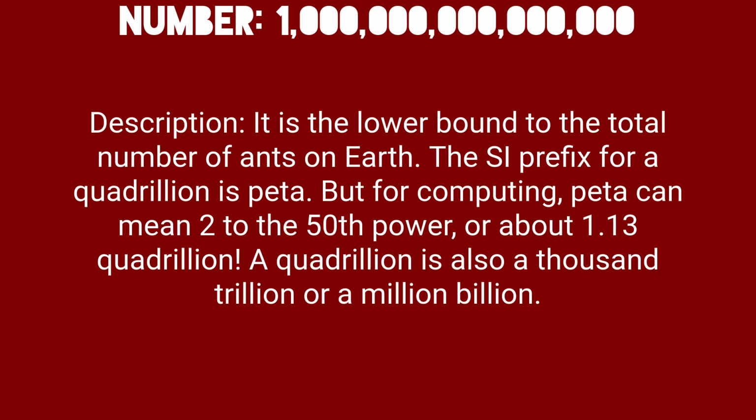10 to the 15th power. This is equal to a quadrillion. It is the lower bound to the total number of ants on Earth. The SI prefix for a quadrillion is peta, but in computing, peta can mean 2 to the 50th power, or about 1.13 quadrillion. A quadrillion is also 1,000 trillion or a million billion.